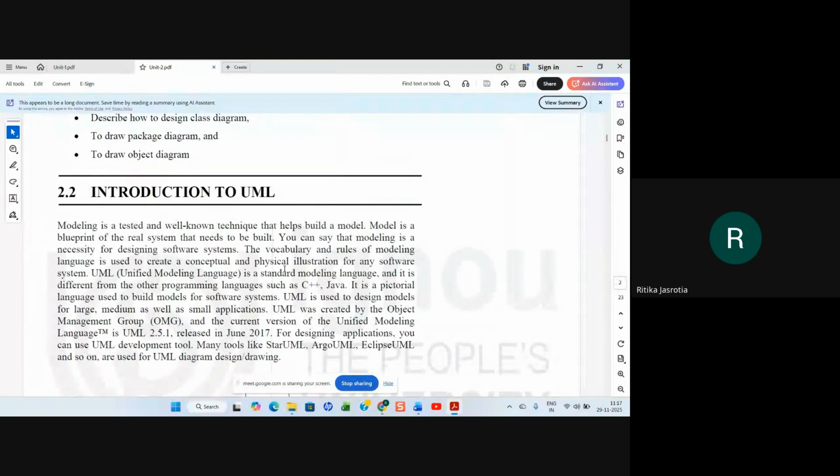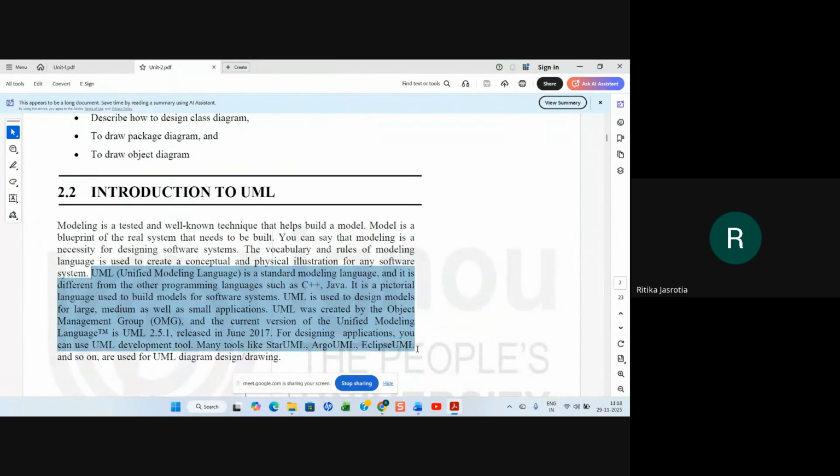Here it is given. So UML is a standard modeling language, and it is different from other programming languages such as C++ or Java. It is a pictorial language used to build models for software systems. UML is used to design models for large, medium, as well as small applications. UML was created by the Object Management Group, OMG, and the current version of UML modeling language is given here. If you want to give the version or not, that is not required.